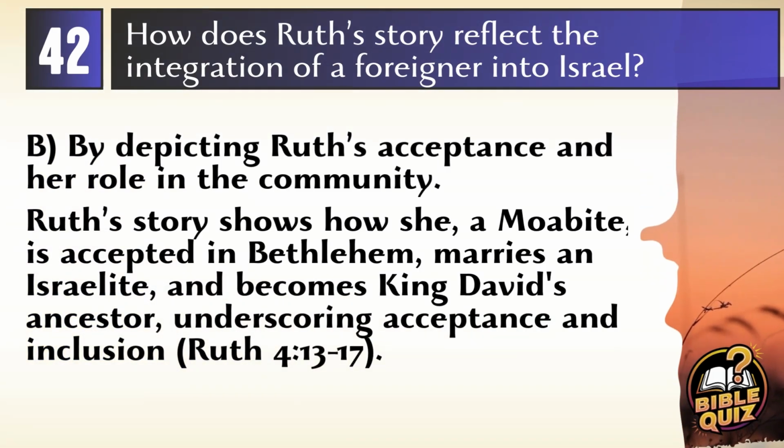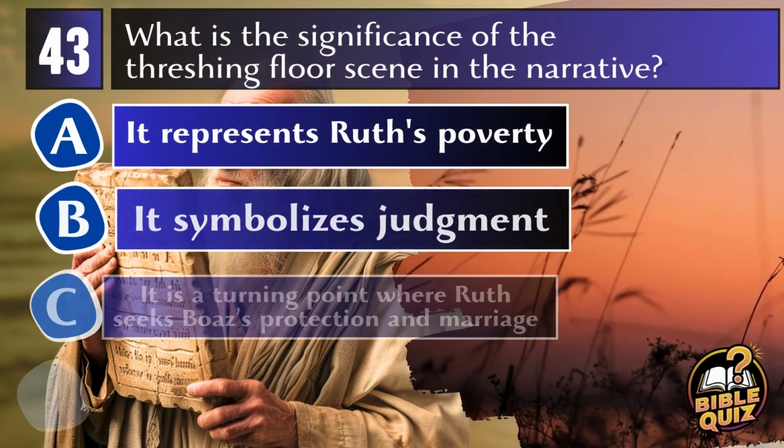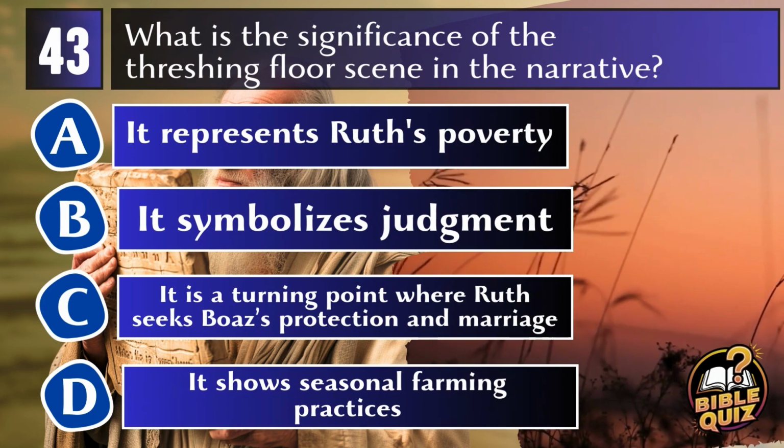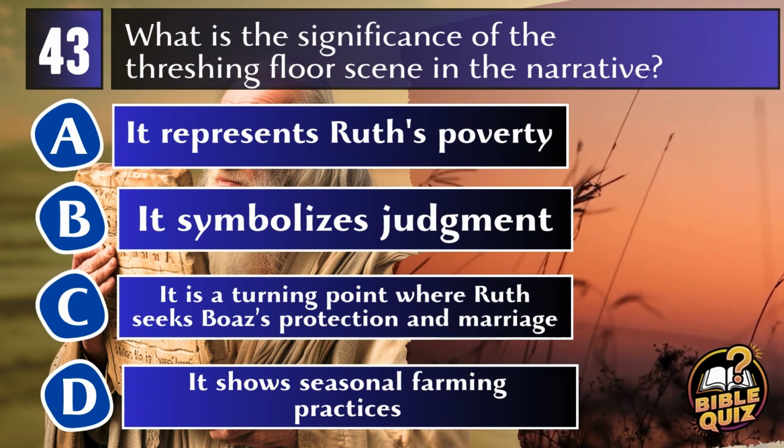Answer B. By depicting Ruth's acceptance and her role in the community. Ruth's story reflects the integration of a foreigner into Israel by showing how she, a Moabite, is accepted into the community of Bethlehem, marries an Israelite, and becomes an ancestor of King David, emphasizing acceptance and inclusion. Ruth 4:13-17. Question 43. What is the significance of the threshing floor scene in the narrative?